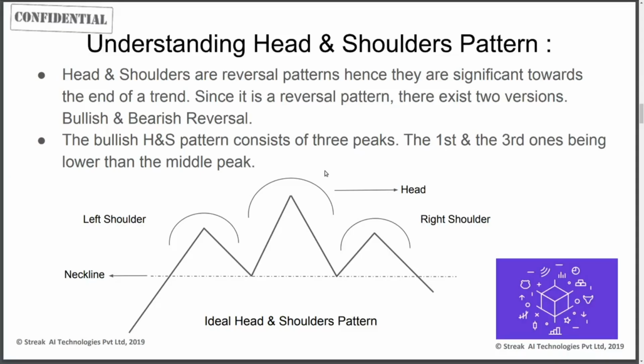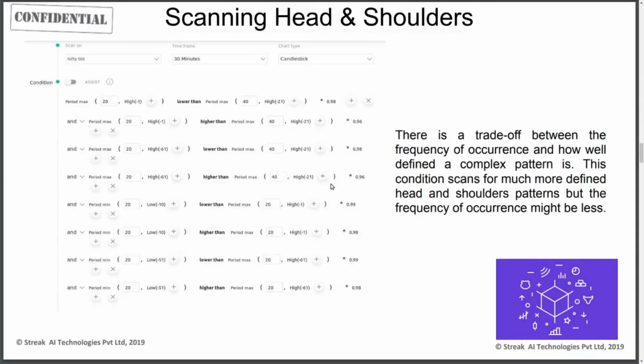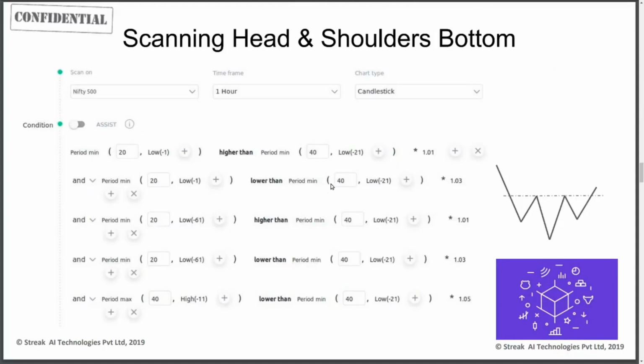So now let's move on to, so that was head and shoulders top, which indicates a bearish trend, whereas this is head and shoulders bottom, which indicates a bullish trend. Again, this is a much more lenient version of it. Same way like how we created a stricter version, you can create this as well.